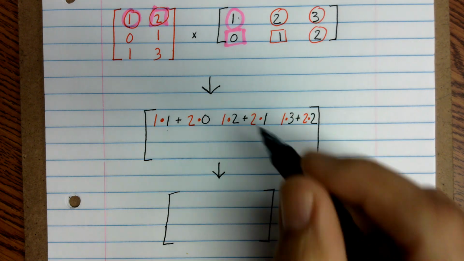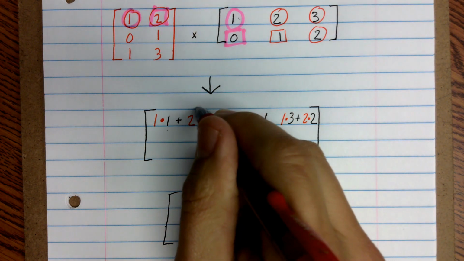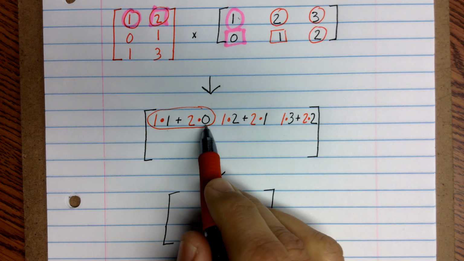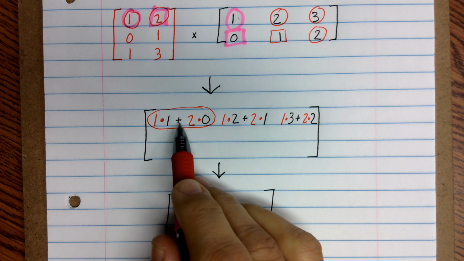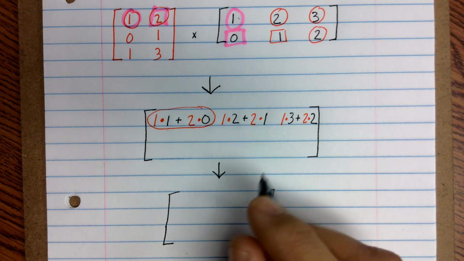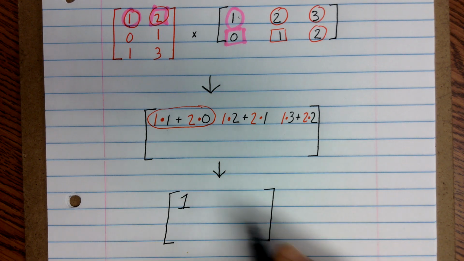Now when we're doing this, I'm going to start putting some of this together. For instance, on this one right here, I have 1 times 1 plus 2 times 0. Well, 1 times 1 is 1. Plus 2 times 0, well, that's going to be 0. So that's like saying 1 plus 0. And that's just going to give me a value of 1. So that's the beginning of my first column.